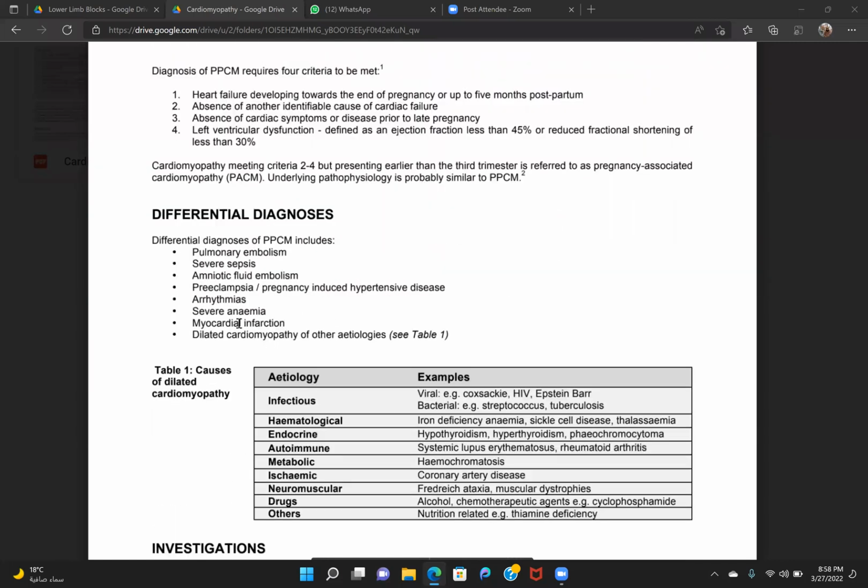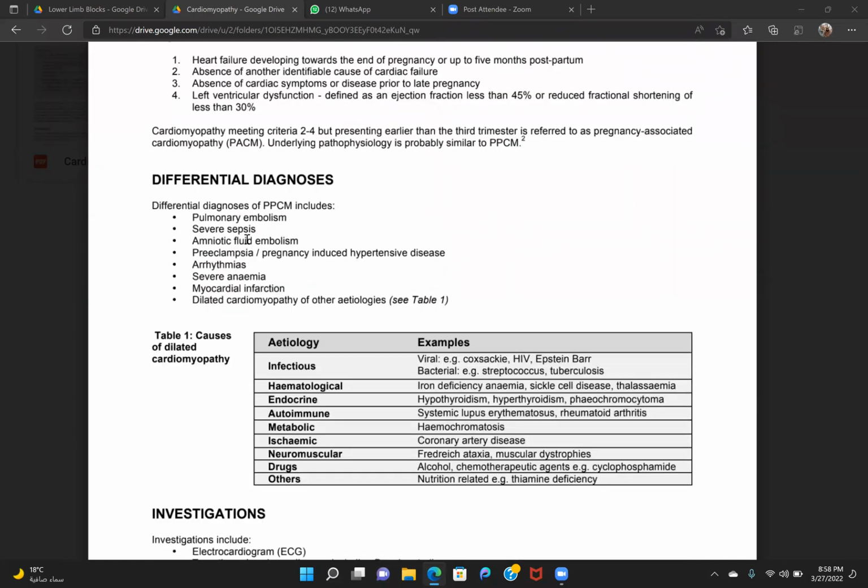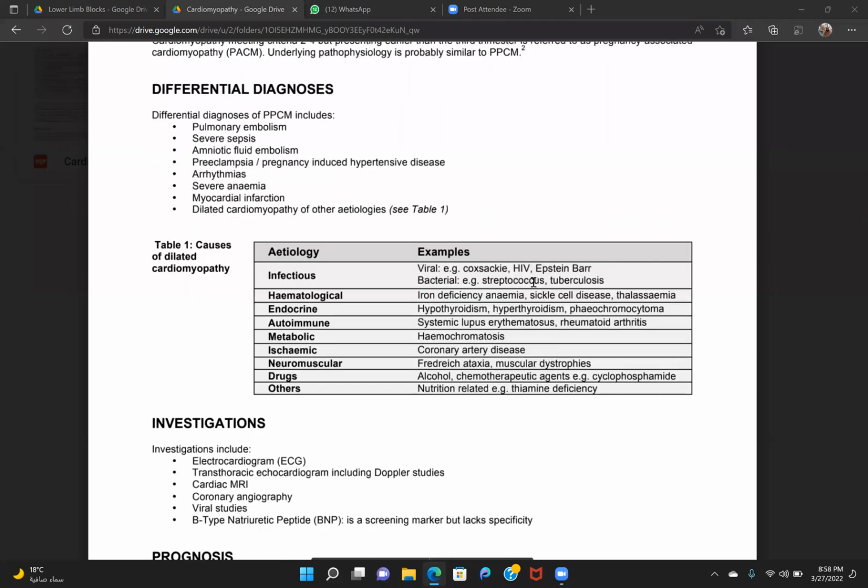And you can see the differential diagnosis: pulmonary embolism, severe sepsis, amniotic fluid embolism, preeclampsia, and any other cardiac problem, severe anemia, arrhythmias, and dilated cardiomyopathy of any other etiology. Any viral infection, any bacterial infection, bacterial endocarditis, anemic heart failure. There is high output cardiac failure, and then the patient will be decompensated and the result will be the same. And any other cause of dilated cardiomyopathy is chalked out here. We have already actually discussed everything.